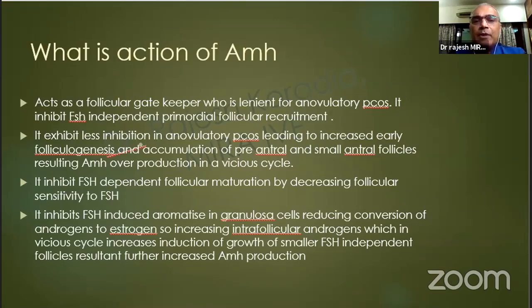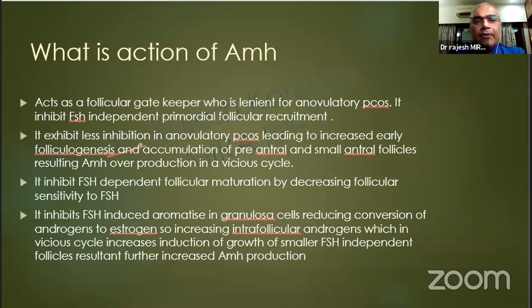So in severe PCOS, why are there more numbers of smaller and smaller follicles? Because this gatekeeper is lenient. So it allows a limited growth of the follicle. And this follicle again secretes AMH. So again, the AMH level is increased. So there is a vicious cycle.